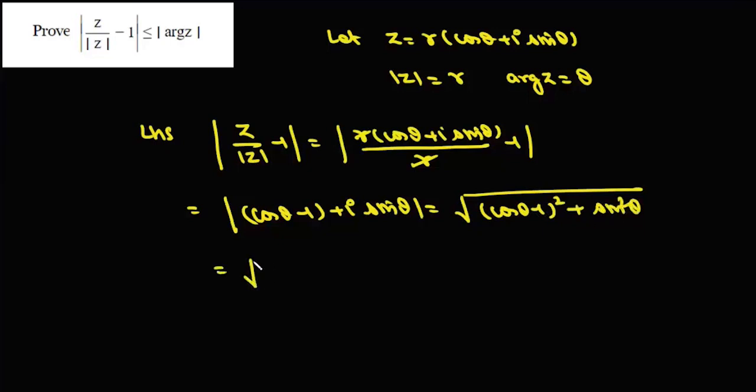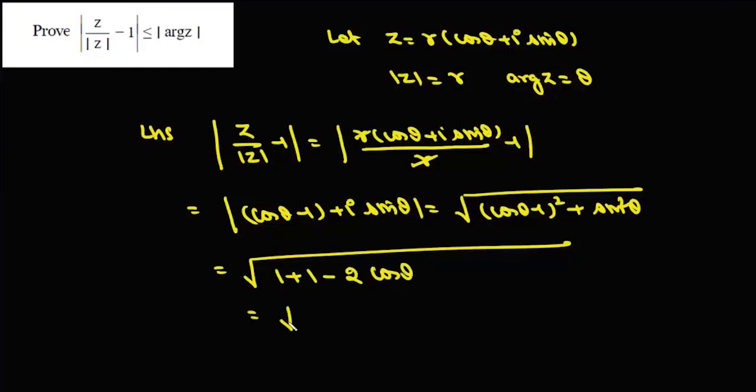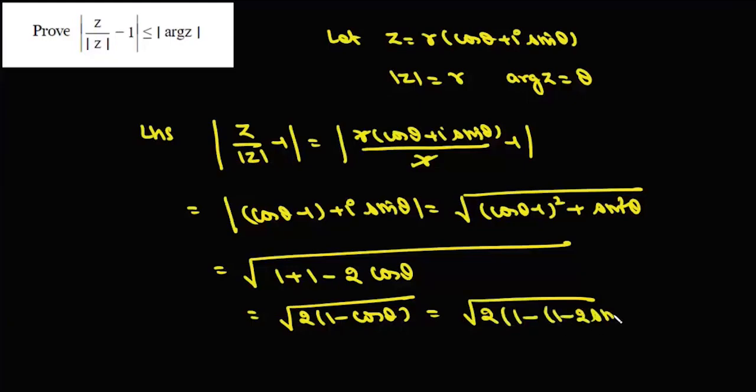Now we can write this as under root of, now cos square theta plus sin square theta is 1, plus 1 square minus 2 cos theta. So it will be under root of 2 times 1 minus cos theta. Now we'll use the half angle formula. So it will be under root of 2 and then 1 minus (1 minus 2 sin square theta by 2). Now here 1 and 1 will cancel.